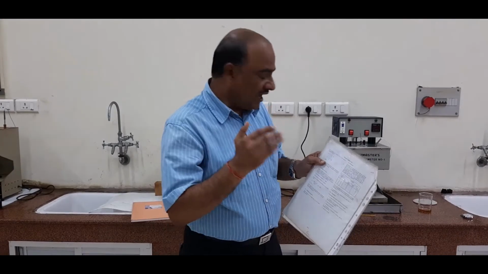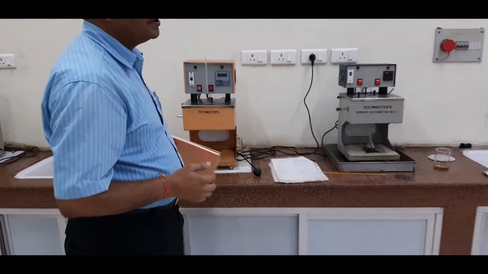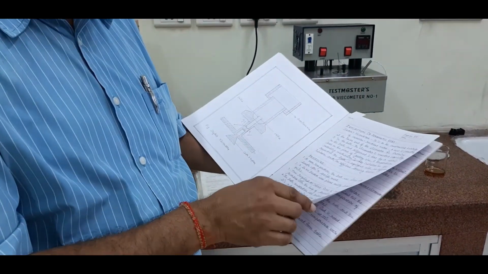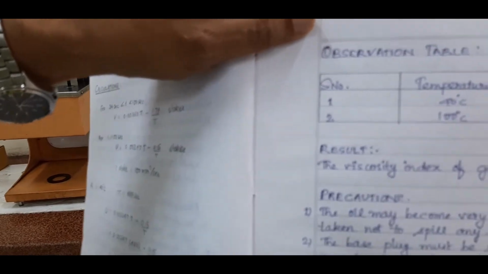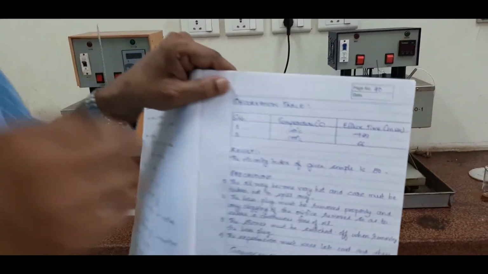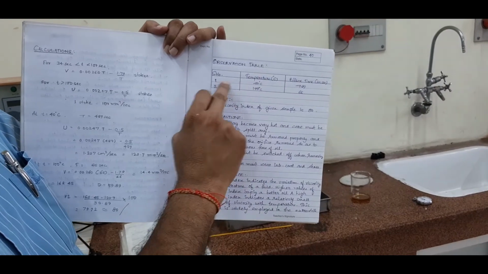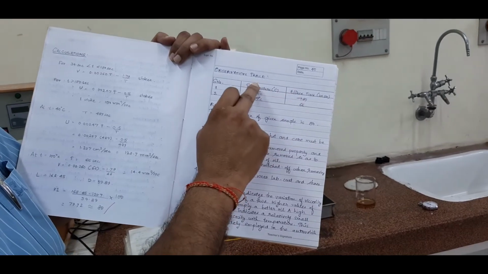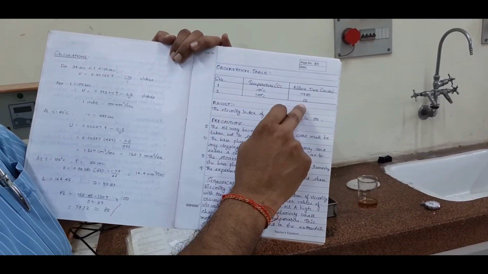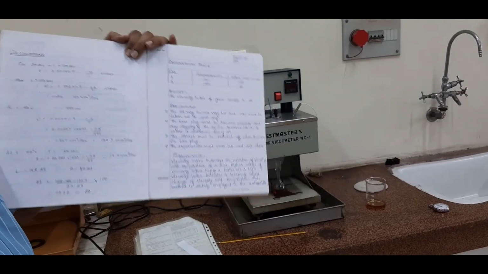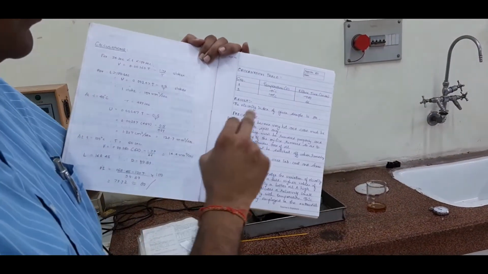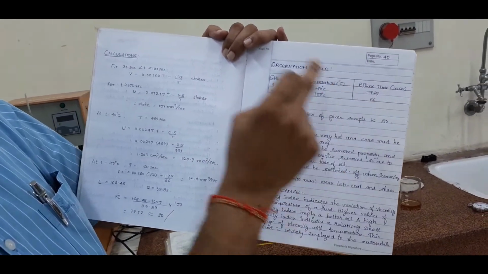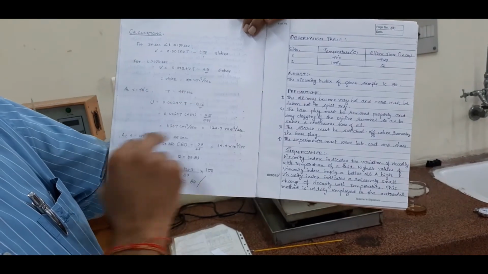Now I am showing you a sample observation, calculation and result just for your ease. Two observations. First, at 40 degrees Celsius, efflux time is 489 seconds. Second, at 100 degrees Celsius, efflux time is 66 seconds. Then by using the given formula, we have to convert these seconds into centistokes. Here it is converted in centistokes.